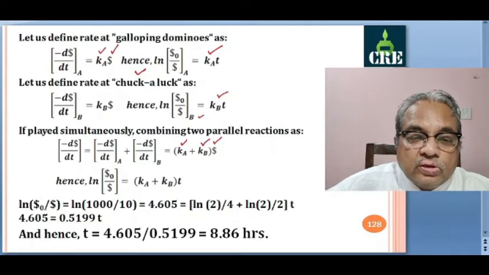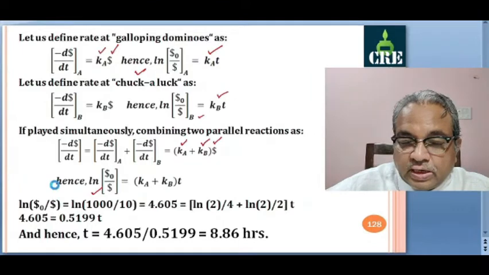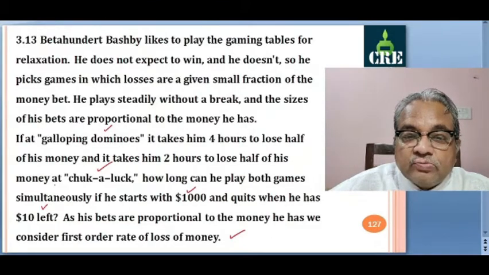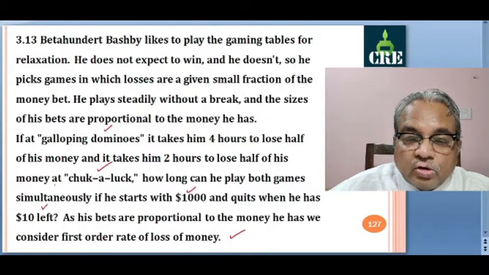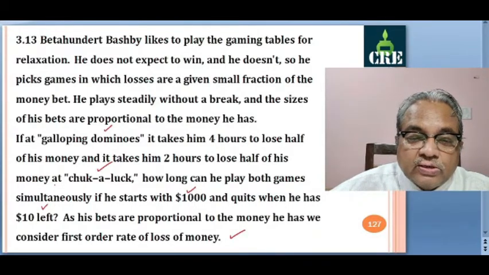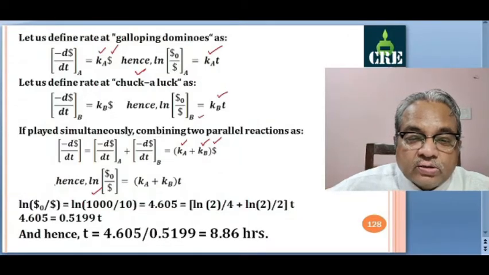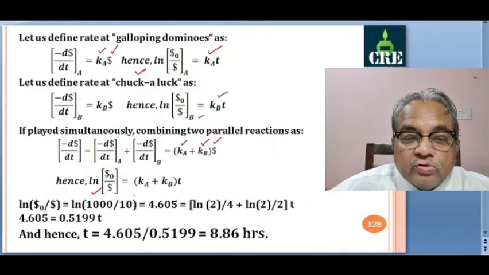So this $0 is initial amount he is having. So he starts with 1000. So Ca0 value or $0 is 1000. Finally what is left? Only $10. So 1000 by 10, ln of this comes out to be 4.605.